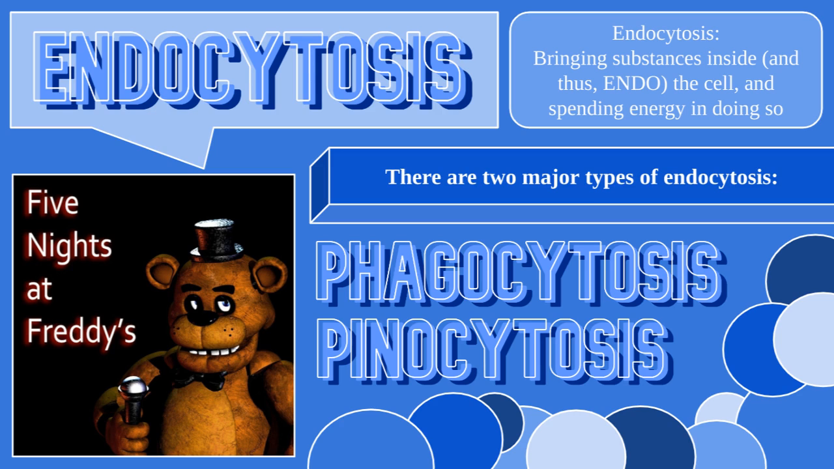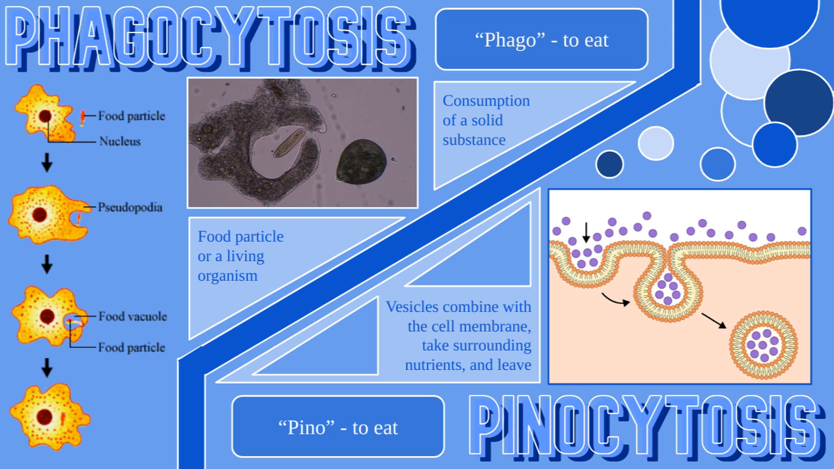But anyways, personally, I like remembering the difference by thinking of Freddy Fazbear from the hit horror game series Five Nights at Freddy's, because the robots in the game have an endoskeleton inside of them. See that? Endoskeleton, inside. But anyways, endocytosis is all about bringing things inside the cell. And the two methods of endocytosis we'll discuss are phagocytosis and pinocytosis.